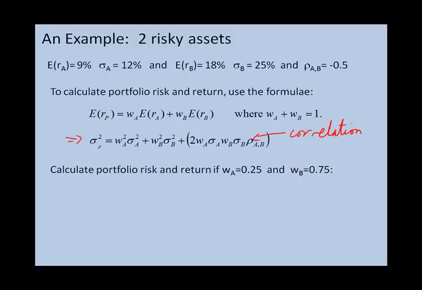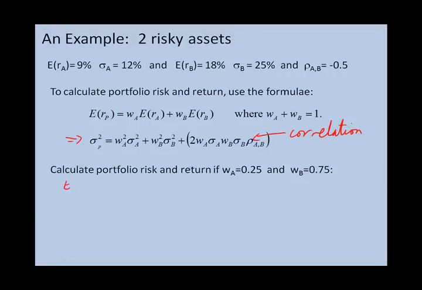And we have an example above. The expected returns on stock A are 9%, and the standard deviation on stock A's returns is 12%. For stock B, we have expected returns of 18% and a standard deviation of 25%. The correlation between stock A and stock B is -0.5. To calculate the portfolio risk and return, if we invest 25% in stock A and 75% in stock B, we just have to plug the numbers into the two formulas above.